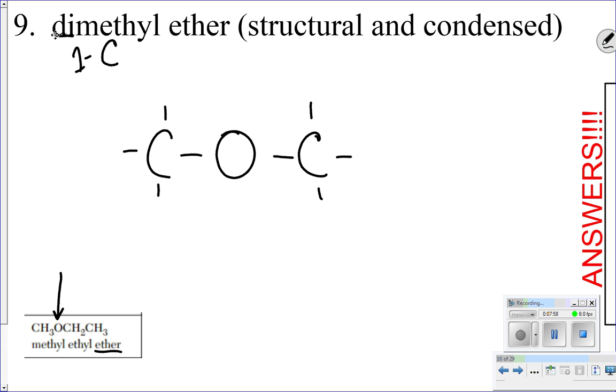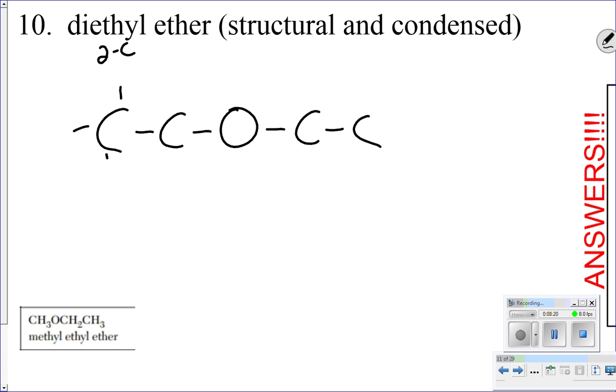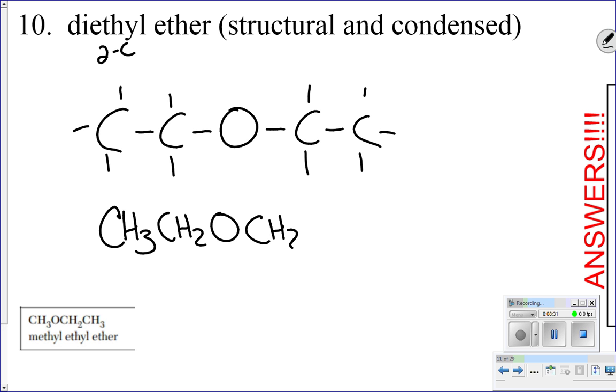If I needed to condense this, I would write CH3 for this carbon here, O for the O in the middle, and CH3 for my carbon on the other side. Diethyl ether, this is going to be a 2-carbon group coming off of each side. O in the middle, 2 carbons, 2 carbons, fill in my H's. Condense this, would be CH3, CH2, O, CH2, CH3.